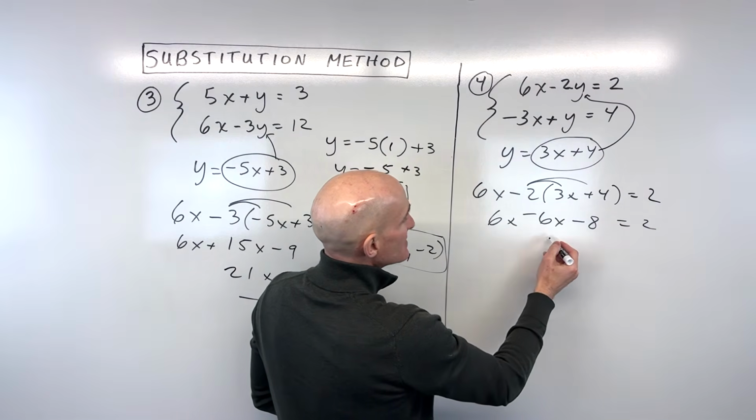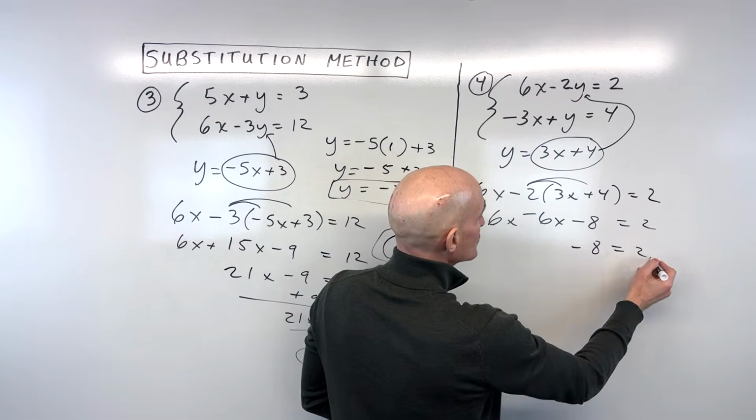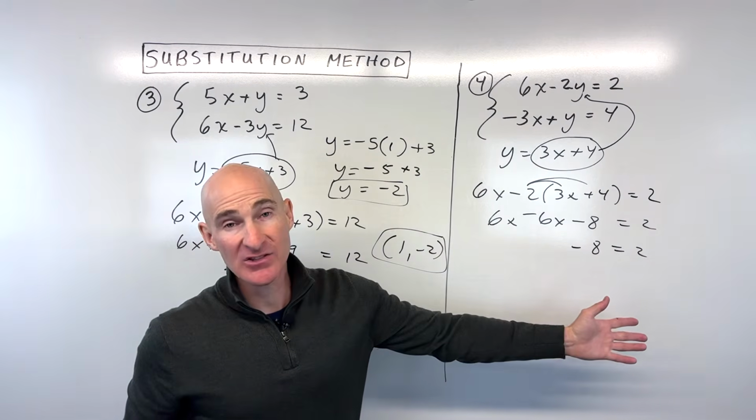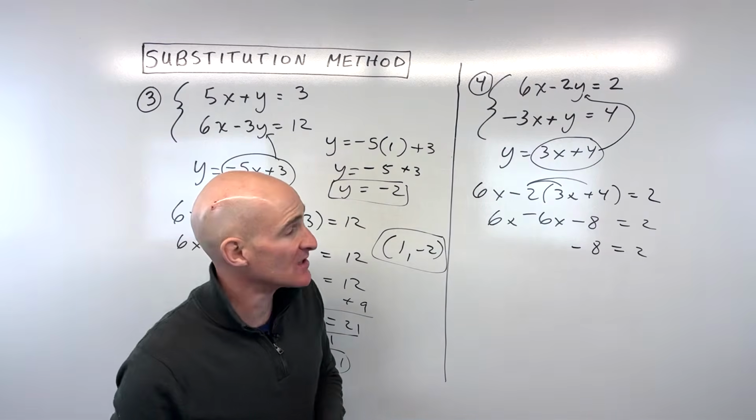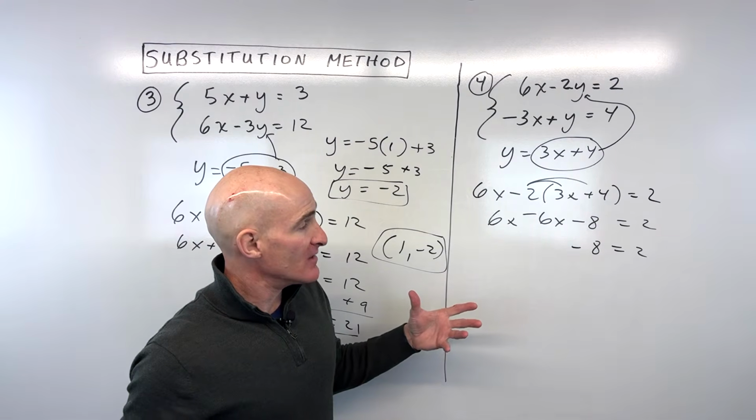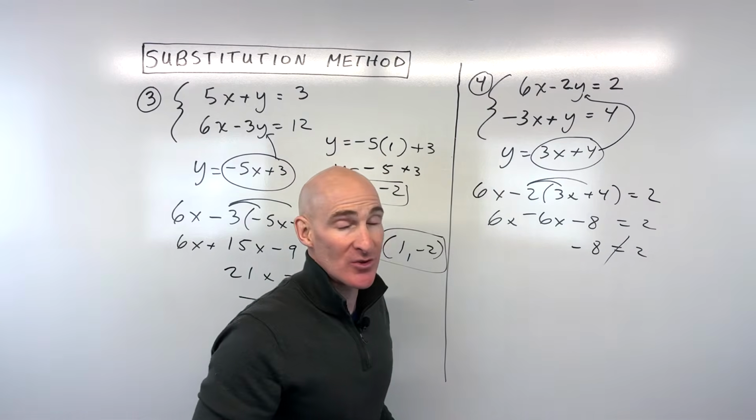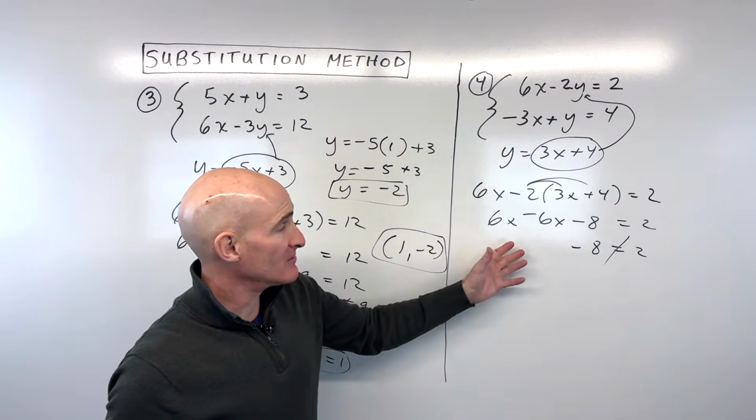6x minus 6x is 0, so this is -8 equals 2. Okay, now what happened there? Our variables just completely canceled out. So you're going to get a special case like this occasionally where this represents no solution. -8 cannot be 2, so no matter what happens, you're not going to have a solution.